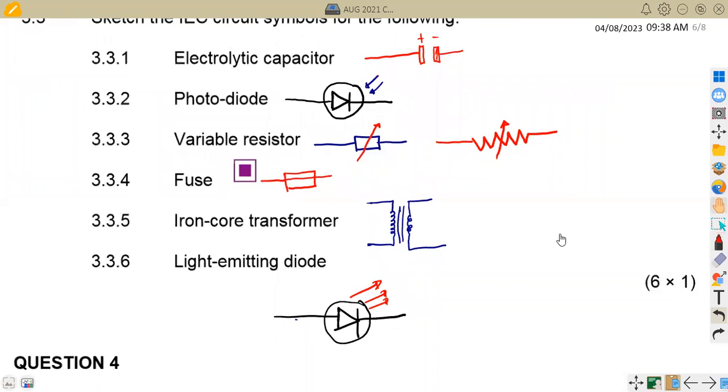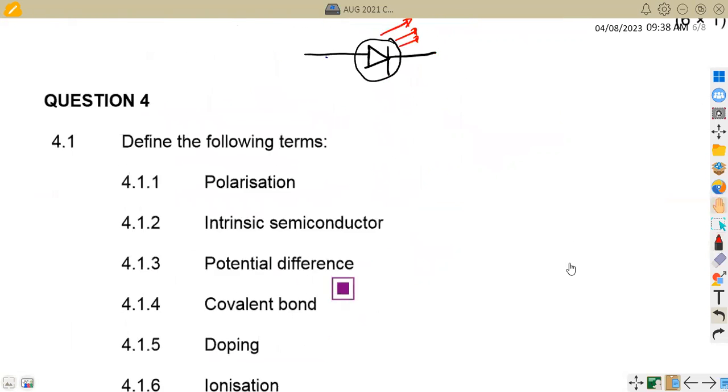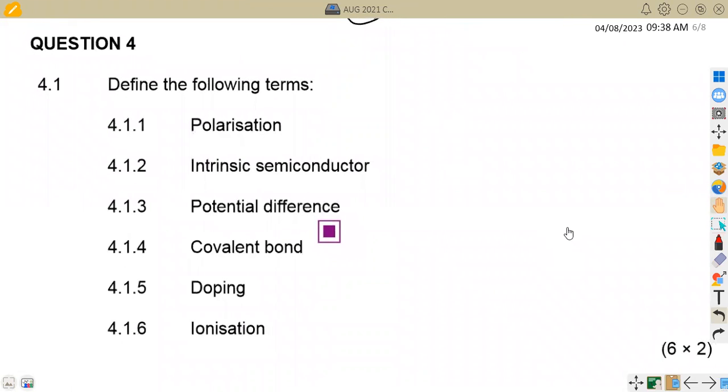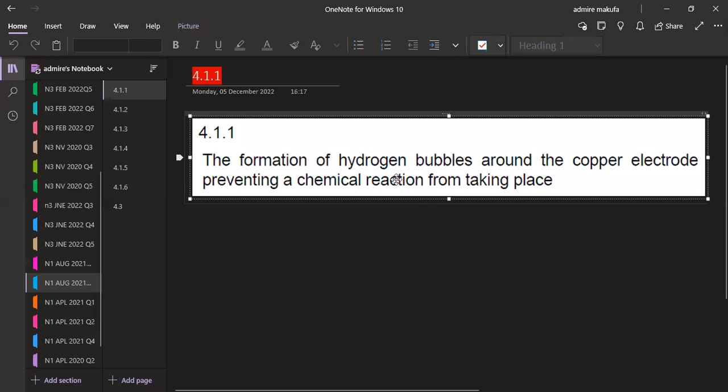So I think everything is fine. On question 4, define the following terms. All right, so here we're given to define the following terms. The first term is polarization. What do you understand by the term polarization in this case? All right, so I have got our terms here. Polarization, that is the formation of hydrogen bubbles around the copper electrode, preventing a chemical reaction from taking place. All right, so that is what you're given in this case.